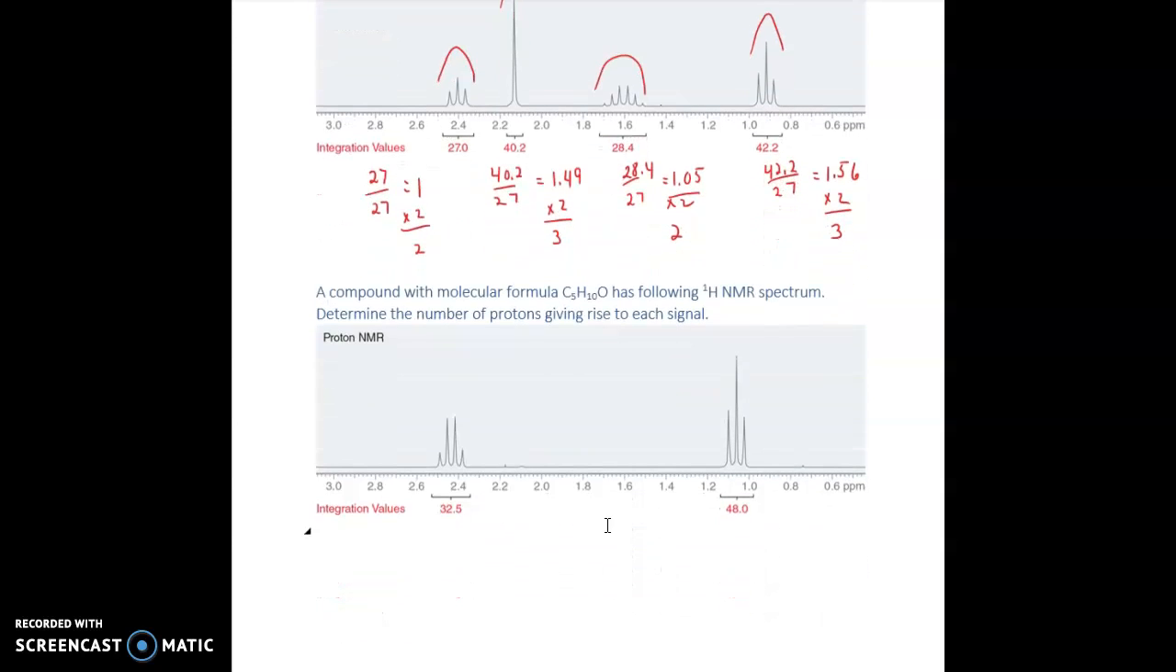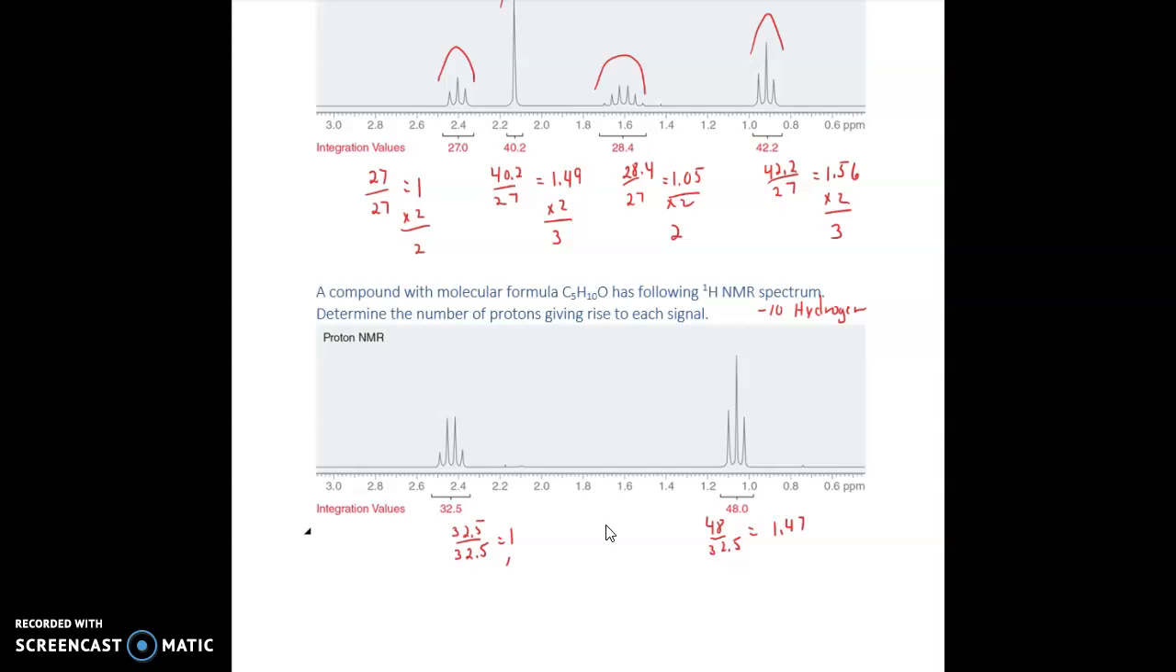Here we have a spectrum that only gives us 2 different signals. We're given the molecular formula, so we have 10 hydrogens. Okay, so we know that. We'll need to take the smallest and divide both of them by that number. It's going to be 32.5. That'll give us 1.